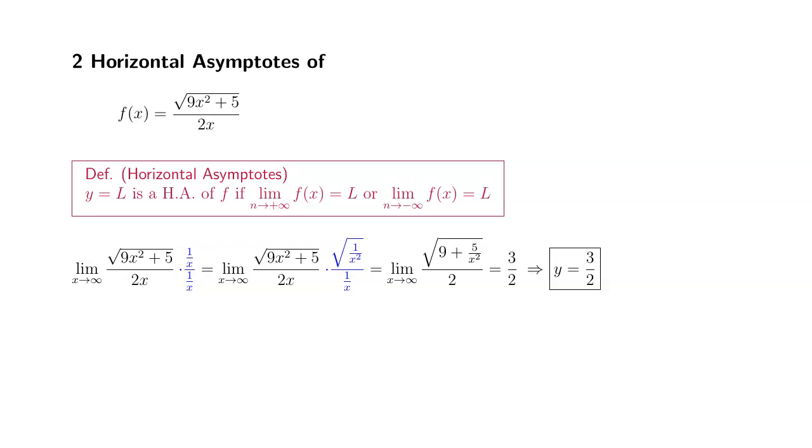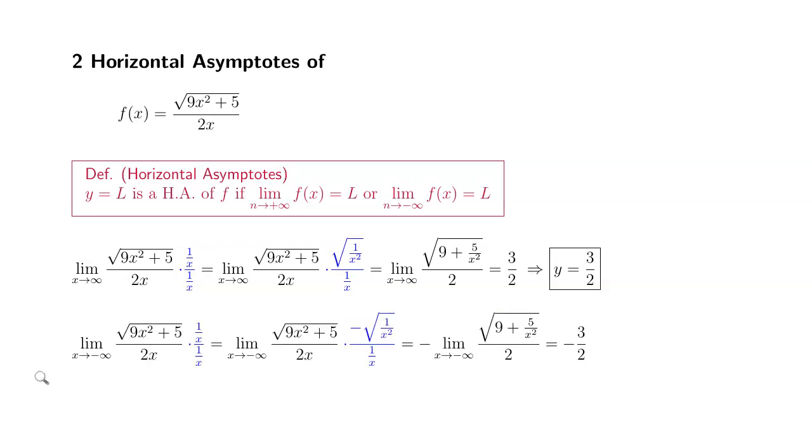So let's look at the limit at negative infinity, which looks like this. It's very similar. You have a limit of the same function as x approaches negative infinity, and we do the same trick, multiply top and bottom by 1 over x. Here's the biggest difference.